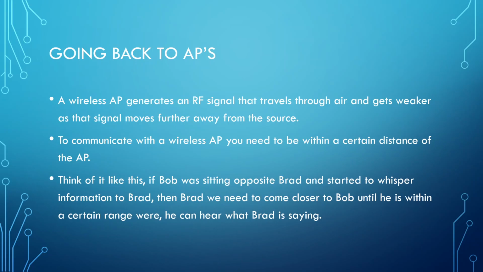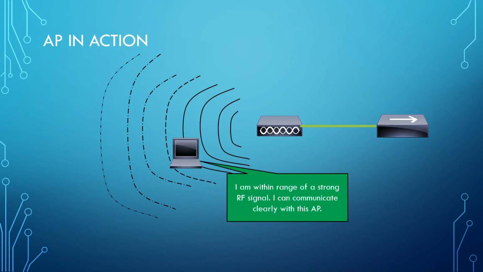An AP generates these RF signals at a certain power. So in theory, if you increase the power, it means that the RF signal can go further. However, there's limitations on what power you can use to generate an RF signal. So you can only generate an RF signal at a certain power or below, which means that RF signal can only travel so far before it starts to become weaker and it starts to essentially become useless. So as a prime example, in this case, we've got the access point here. As you can see, it's got a connection back to the switch.